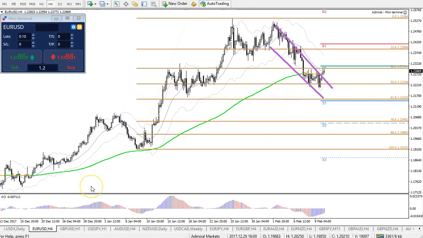Let's start with the 4-hour chart. This is the euro dollar and price has been in a bearish kind of sentiment channel to the downside. Is this the start of a reversal or just a retracement? In my eyes, it is most likely still a retracement, and that's because this could easily be an A, B, C correction within a bigger wave 4.